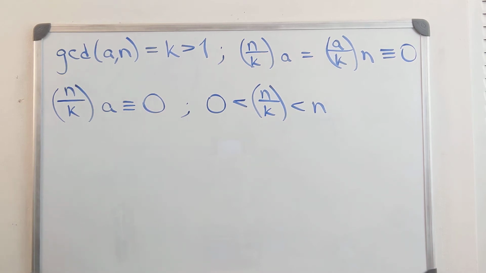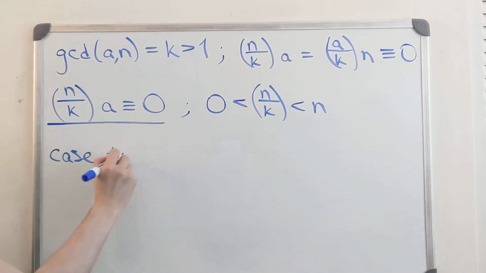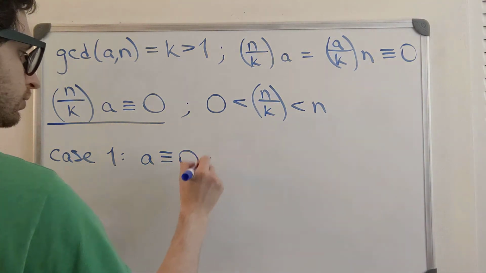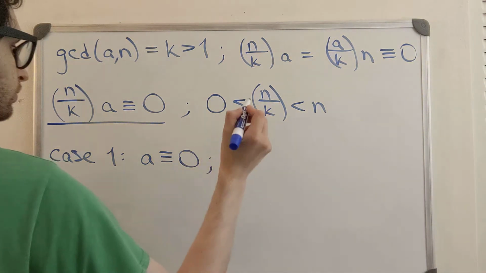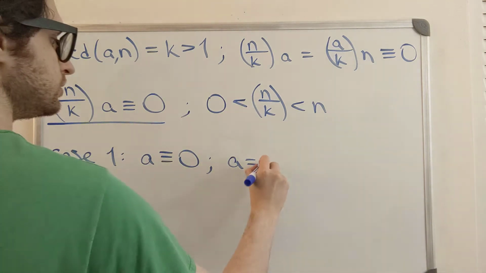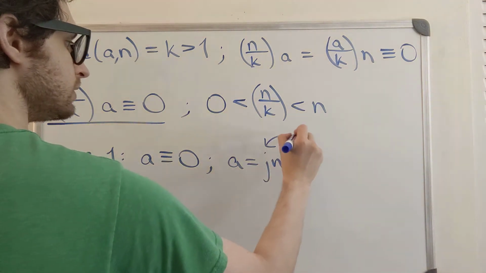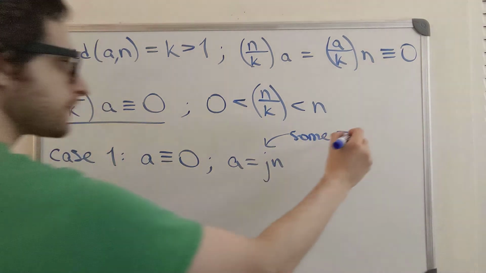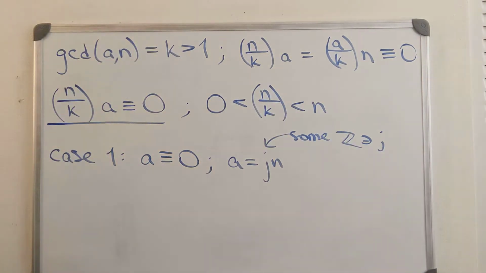Right. Since n over k is not 0, this equation leads to just two cases. Case 1, a equals 0 mod n. If that's true, then a actually equals jn for some integer j. And if that's the case, then it's easy to see that we don't have a reciprocal.